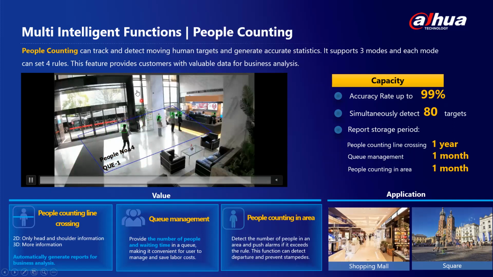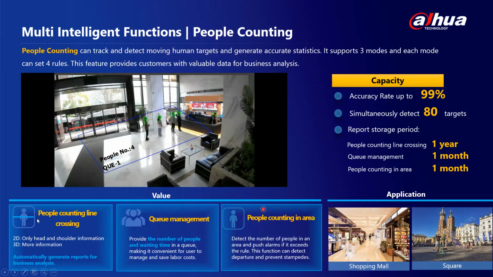So in this people counting AI function, it can track and detect moving human targets and generate accurate statistics based on how the movements are. Then again, it supports 3 modes, and each mode can set up to 4 separate rules. So this feature provides customers with valuable data for business analysis. So in this case, that is how the people counting function works.